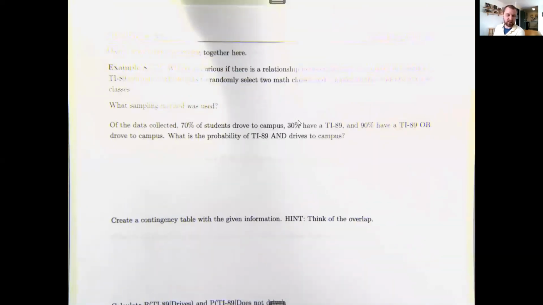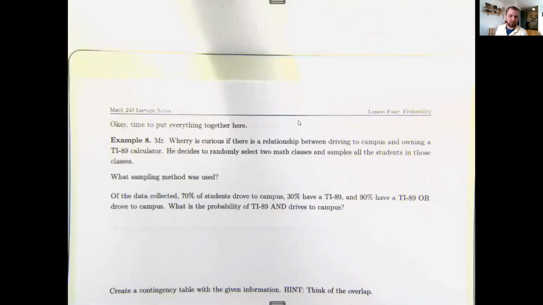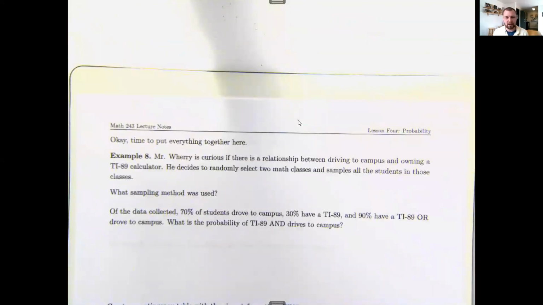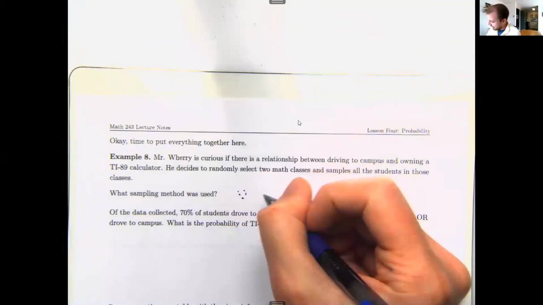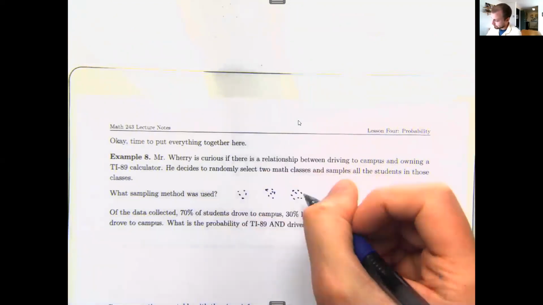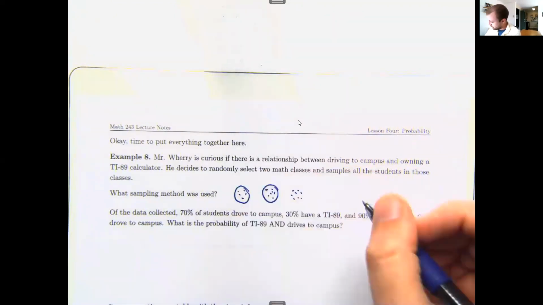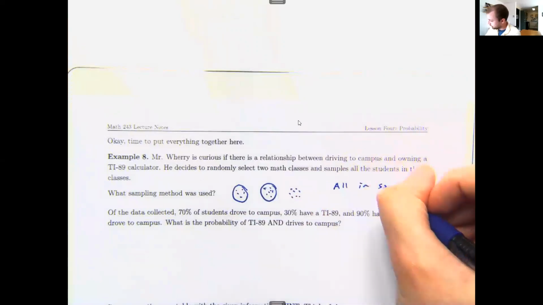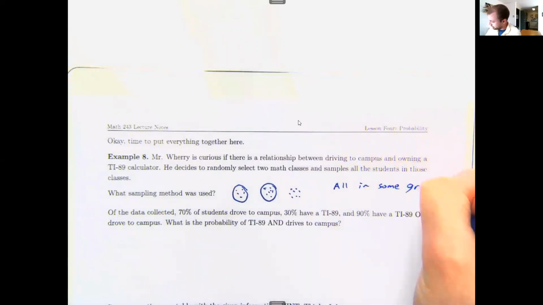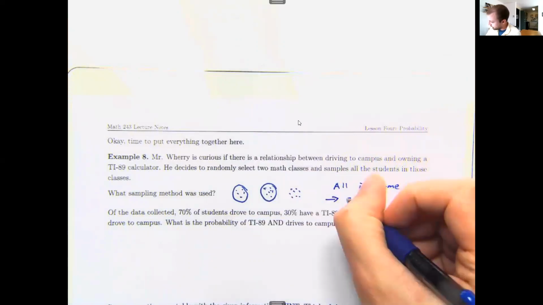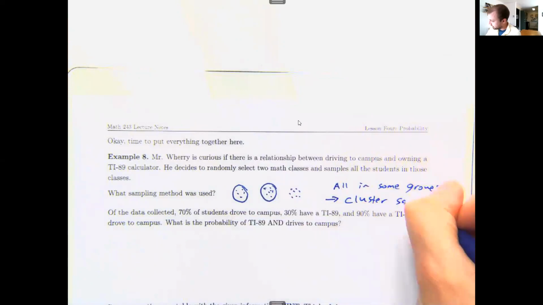So suppose that I am wondering if there's a relationship between driving to campus and owning a TI-89 calculator. I decide to select two math classes and sample all the individuals in those classes. What sampling technique was used? Well, if I'm sampling, I have a whole bunch of classes, and I sample all the people in some of the groups, then this sounds like I am doing a cluster sample.